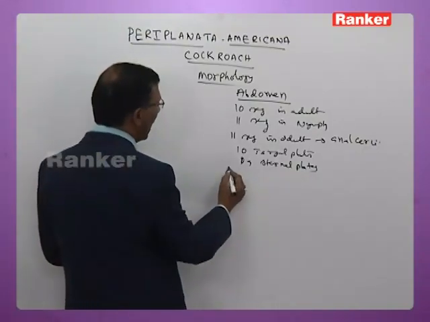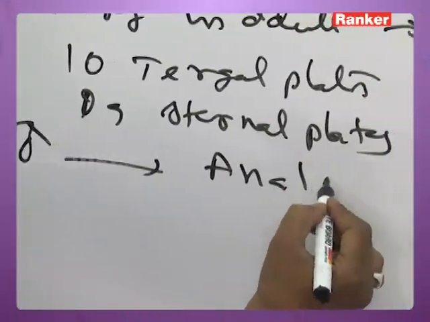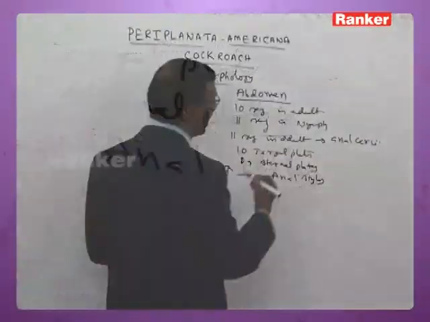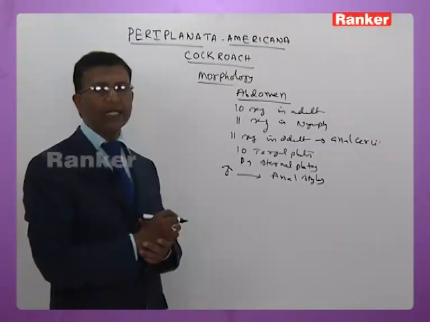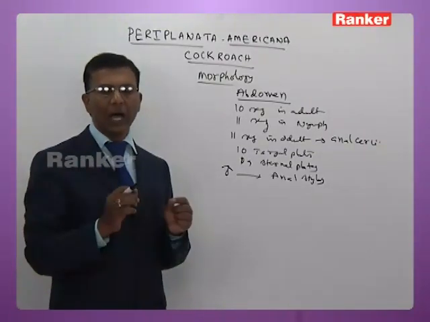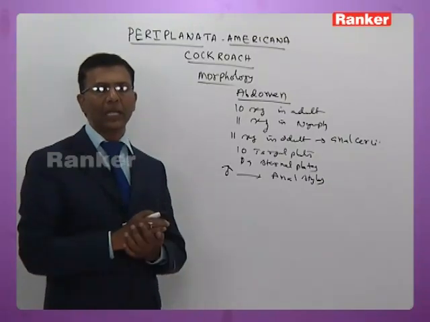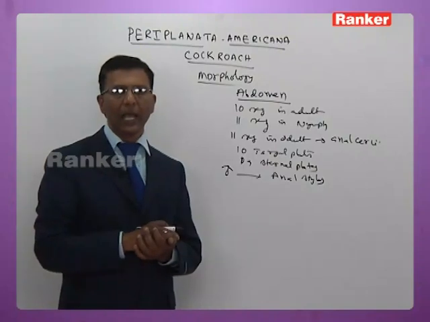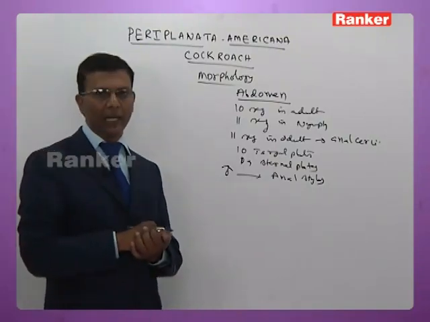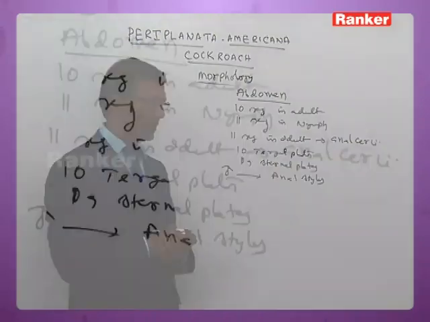Now, the males are identified, distinguished from the females by means of anal styles. Anal styles are unsegmented spiny-like projections present on the 9th sternal plate. They enable male to clasp the female during copulation.